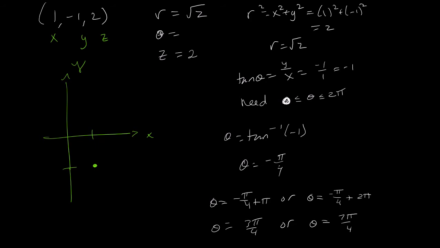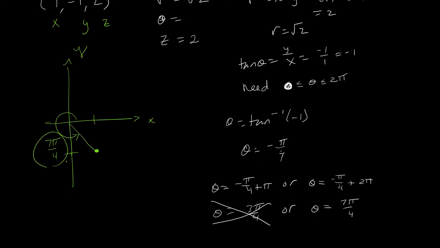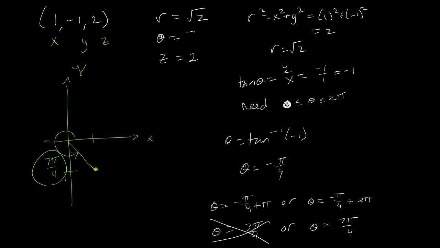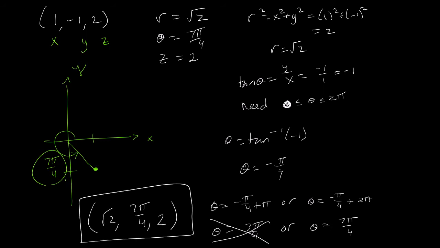That's fourth quadrant. So the angle here is going to be a fourth quadrant angle. That's 7 pi over 4. That's how we know that that's the correct angle. So the angle we need is 7 pi over 4. So now we have it. We have our entire point. It is root 2, 7 pi over 4, 2. That is our r, theta, z.